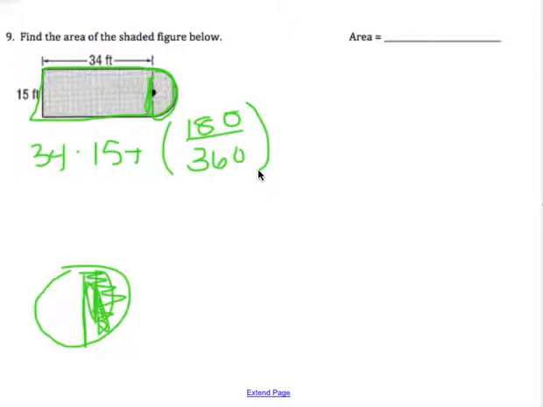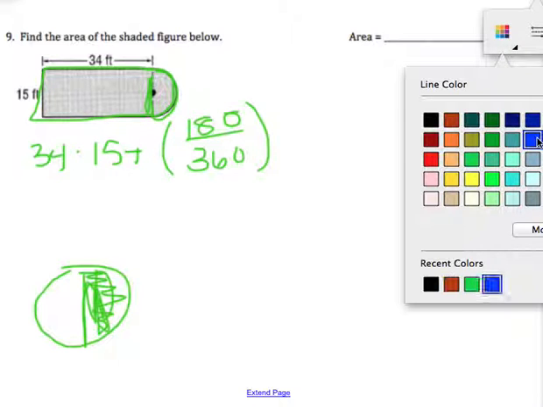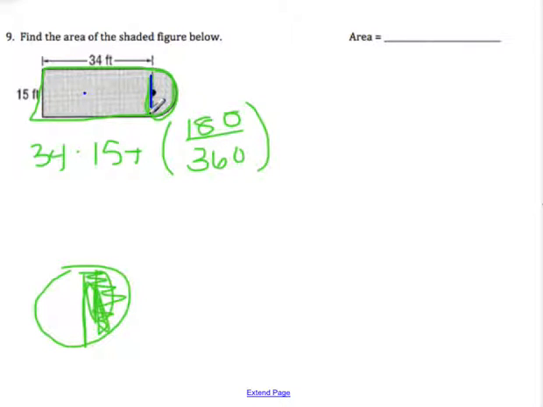Well, what is my radius? Good question. So the entire diameter right here is 15. So half of that 15 is 7.5. So my radius is 7.5 squared times pi. So now I'm going to go ahead and simplify these out.